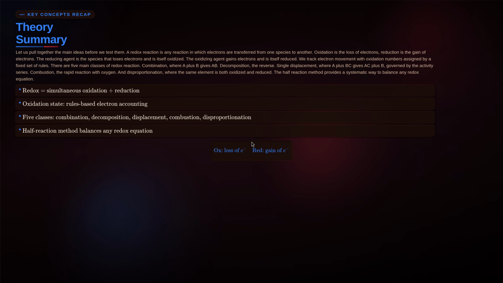We track electron movement with oxidation numbers, assigned by a fixed set of rules. Pure elements are 0, monatomic ions equal their charge, oxygen is almost always -2, hydrogen is +1 with nonmetals.